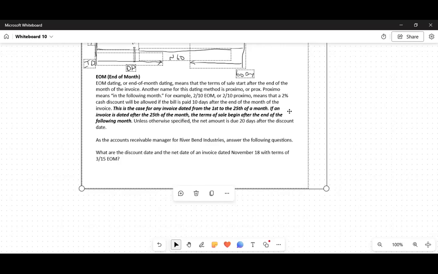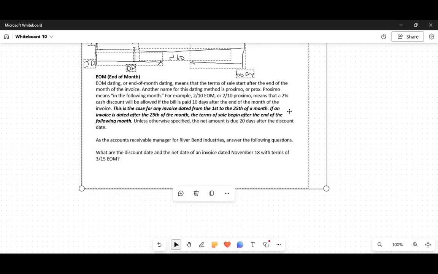All right, so now we get into this end of month terms, and this is really a lot easier than it may sound. Basically, the rule is right there in bold. If it has the EOM on your terms, as it does there, 2% in 10 days EOM, or Proximo is another way to say it, it means a 2% cash discount will be allowed if the bill is paid within 10 days after the end of the month of the invoice. But notice the bold text.